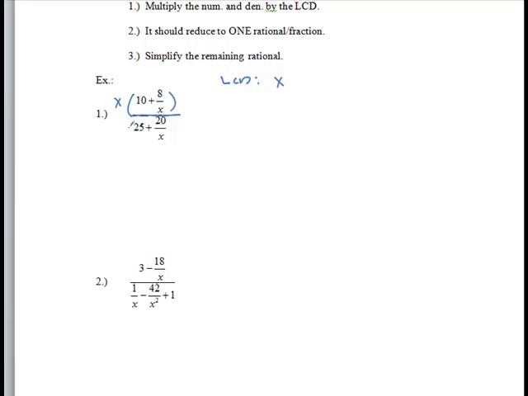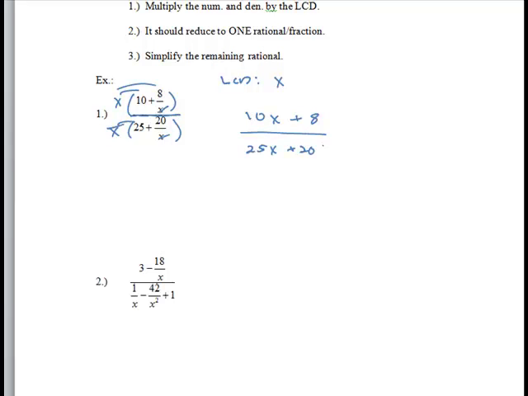Once again, what we're going to do with it now is multiply the entire numerator by x, the entire denominator by x. So distribute that x in the numerator, it gives us 10x plus x times 8 over x. The x's cancel out, leaving us just 8. So we got rid of that fraction in the numerator. The denominator, do the same thing, distribute that x times 25, 25x, x times 20 over x. The x's cancel out, leaving us 20.